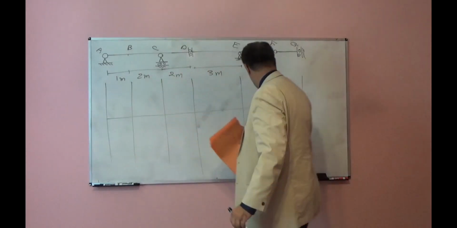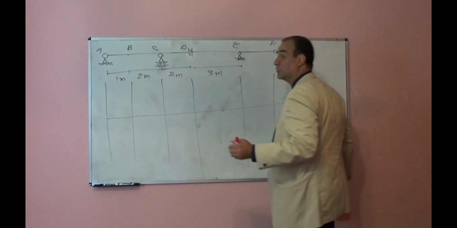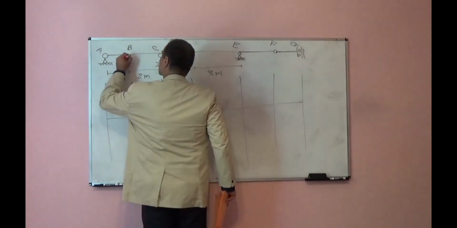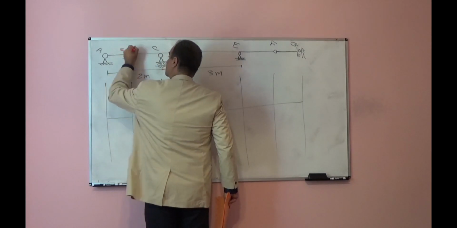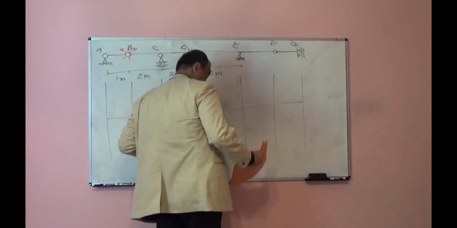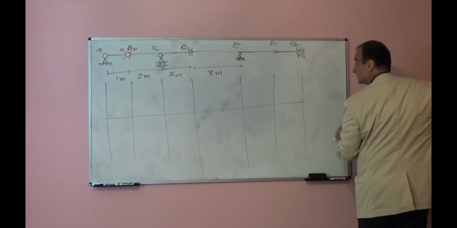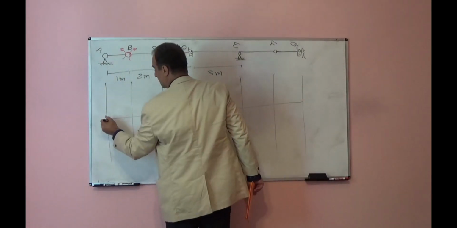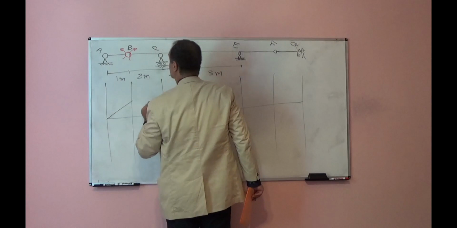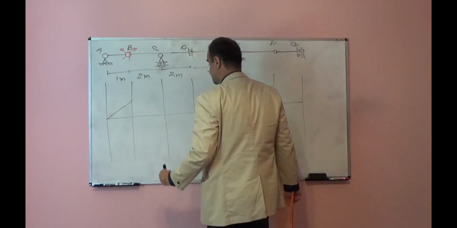Let's see. First, I should remove the internal moment there. So I should put one hinge here. Then I apply this rotation. If I apply that rotation, the AD part can rotate with respect to A, and the BD part can rotate with respect to C.